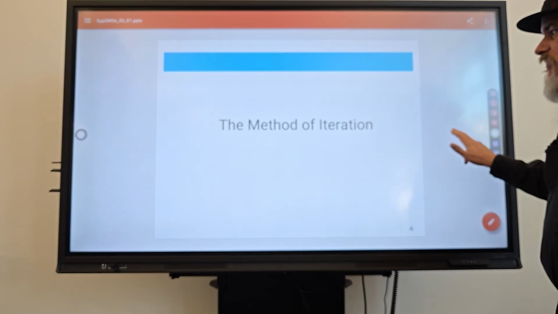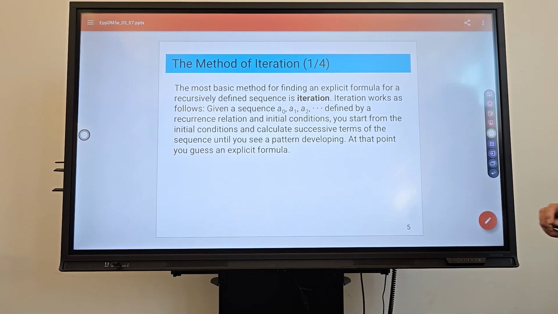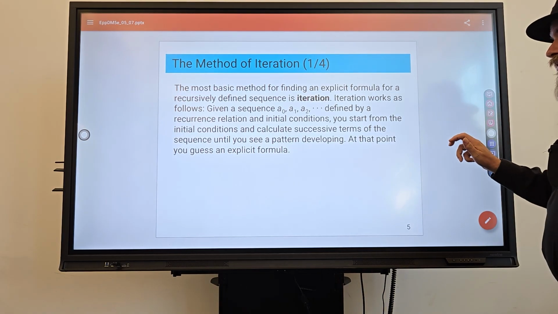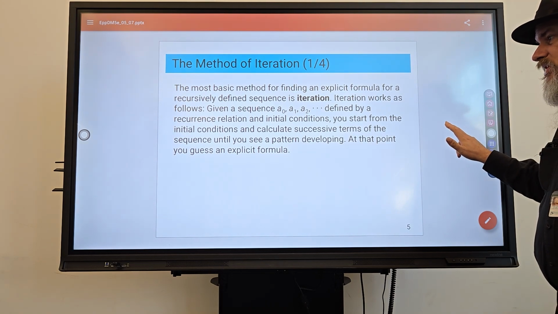The method of iteration. The most basic method for finding an explicit formula for a recursively defined sequence is iteration. Iteration works with, given a sequence defined by a recurrence relation and initial conditions, you start from the initial conditions and calculate successive terms of the sequence until you see a pattern developing. At that point, you guess an explicit formula.